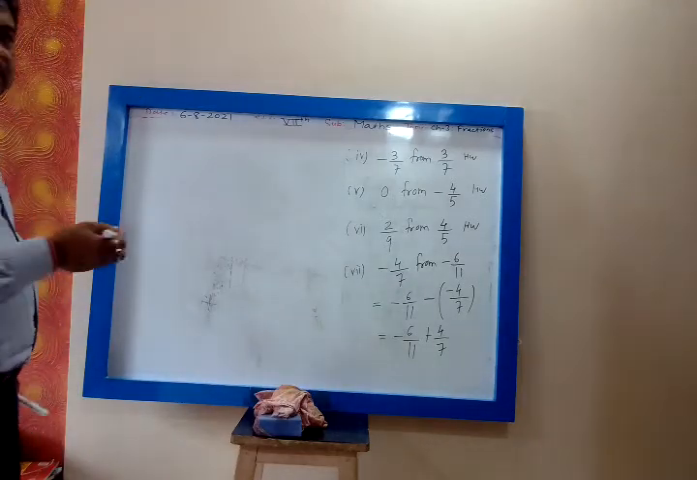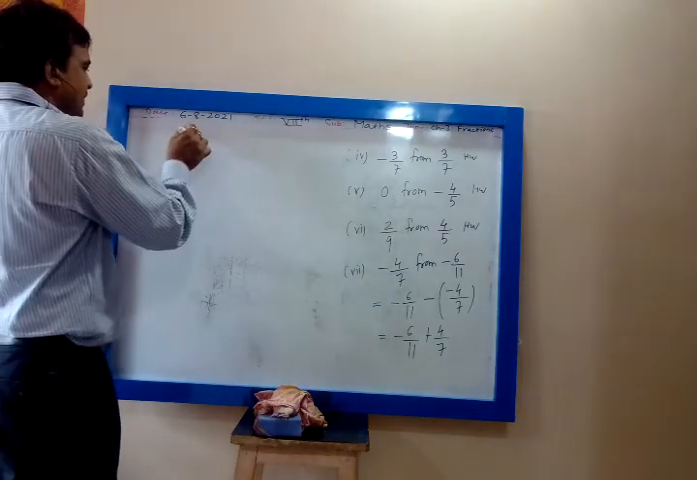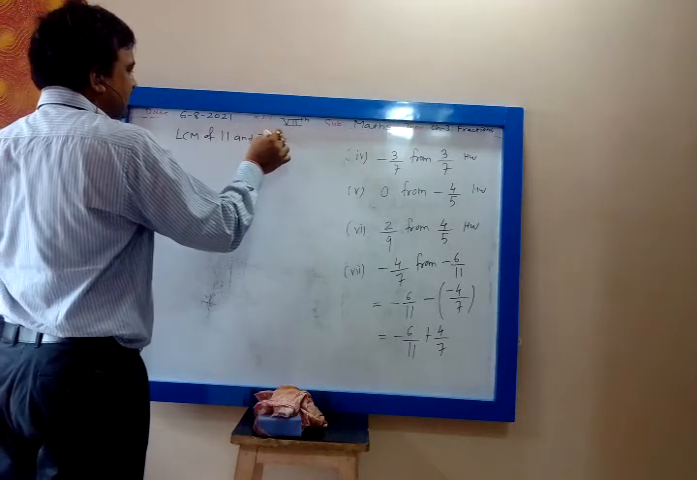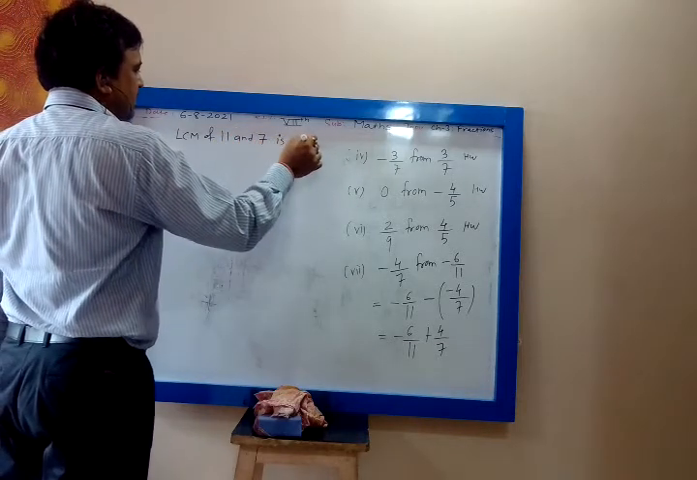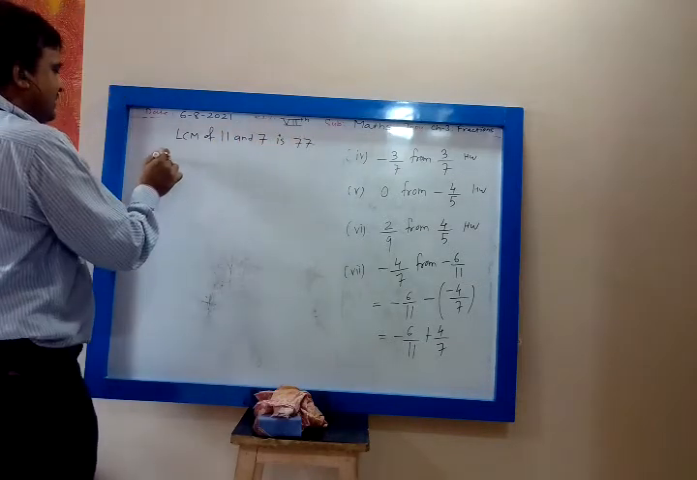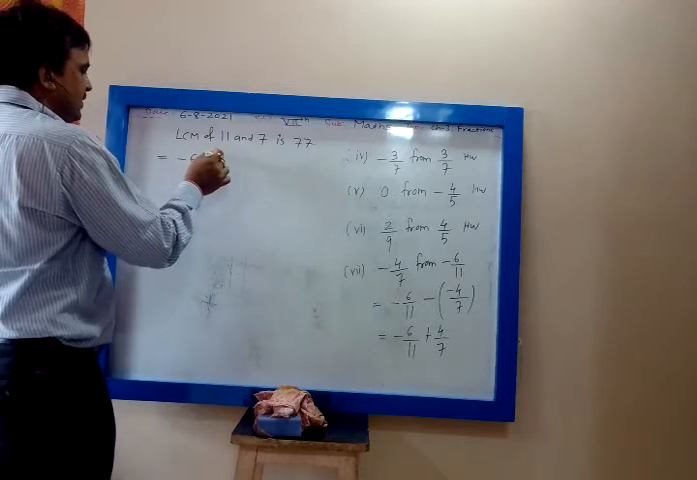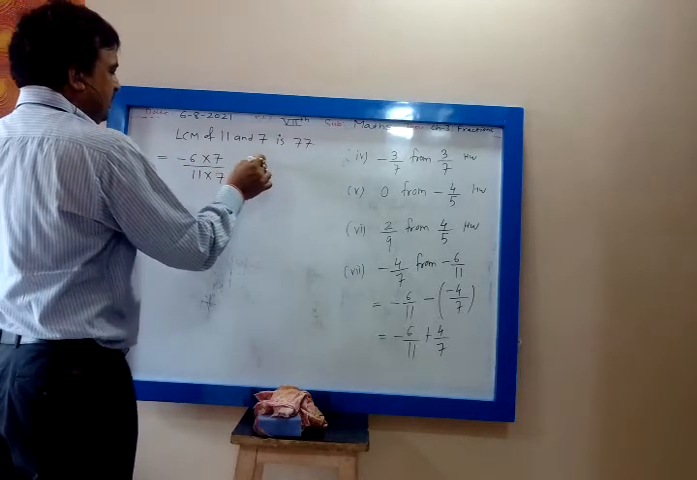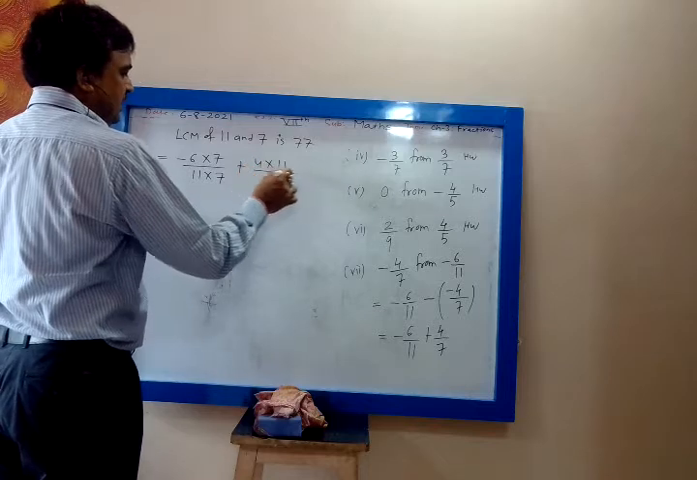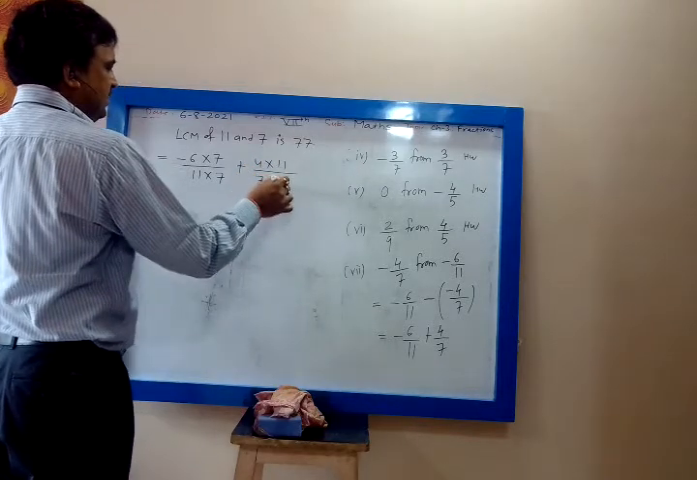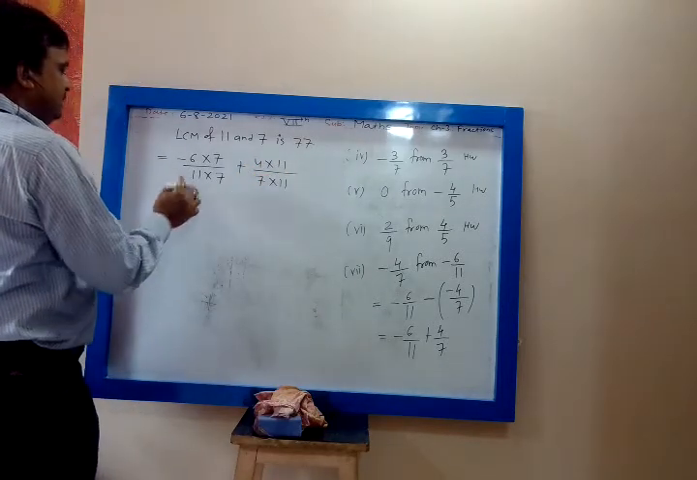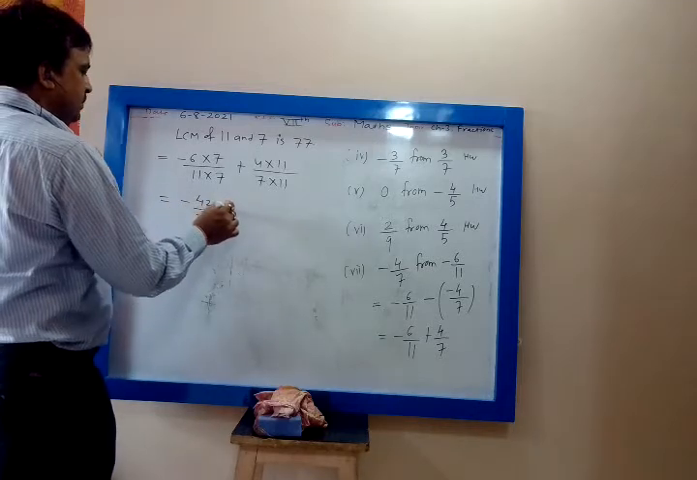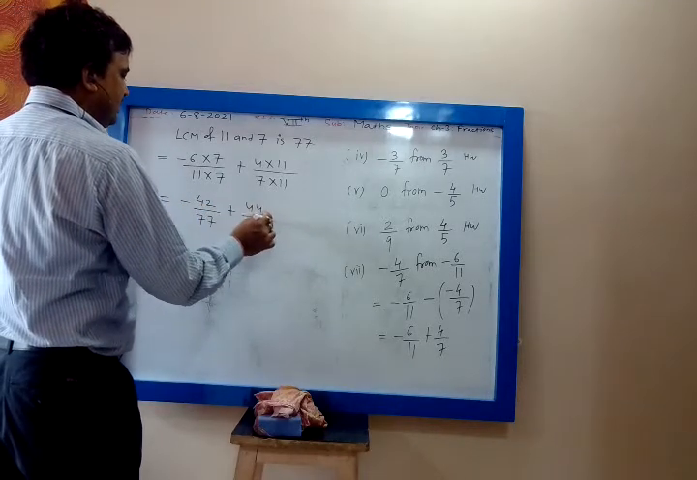So LCM of 11 and 7 is 77. So now make the denominator of each one 77. Minus 6 into 7 upon 11 into 7, plus 4 into 11 upon 7 into 11. So minus 42 upon 77 plus 44 upon 77.